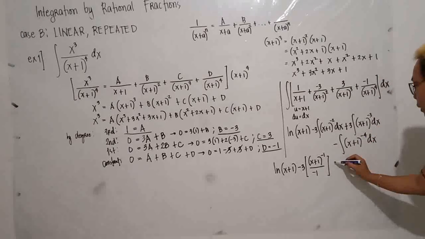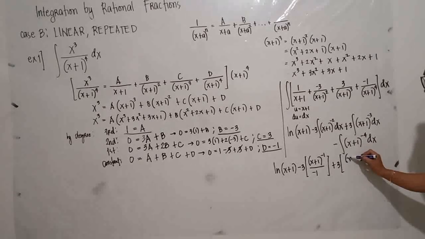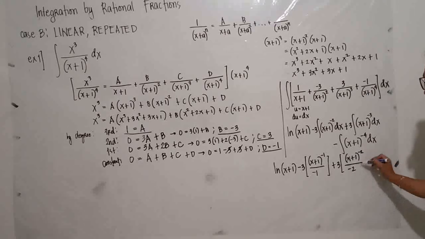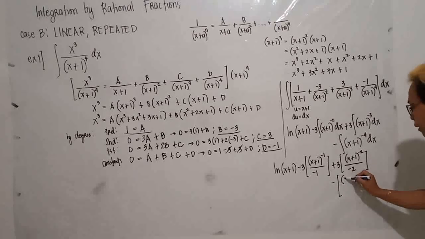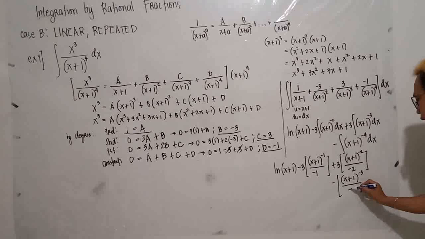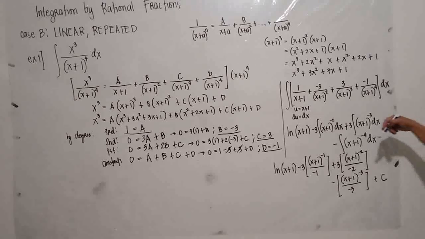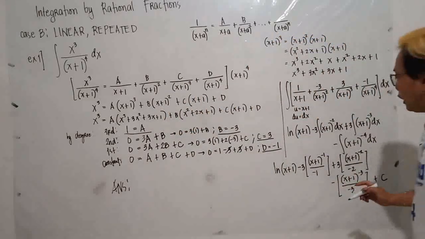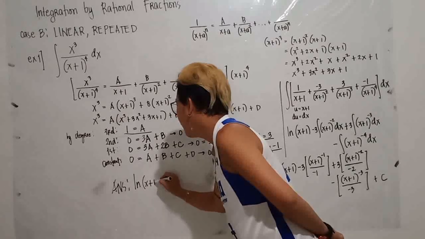Then, the next is plus 3. Then, x plus 1 raised to negative 2 over negative 2. Then, the last term is minus x plus 1 raised to negative 3 over negative 3 plus c. Then, simplifying this for the final answer, you will now have, for the first term, that is ln of x plus 1.